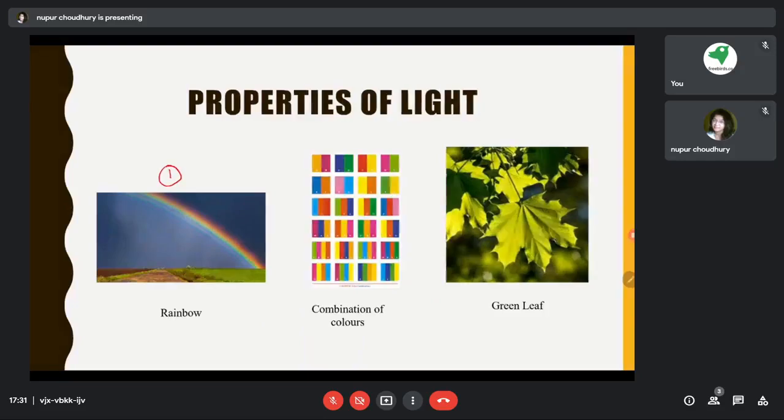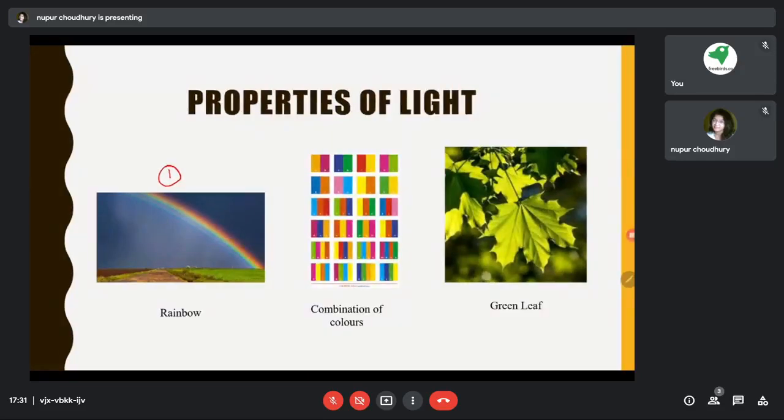In the first picture, this is a picture of a rainbow. We all know that when does a rainbow occur? Mostly during the rains, we are able to see a rainbow. Now, what is the main fundamental concept behind this rainbow?